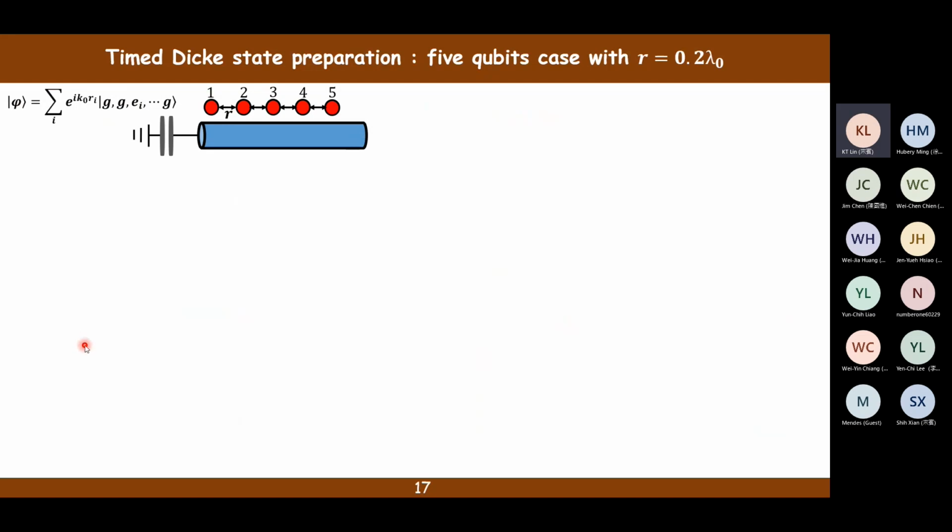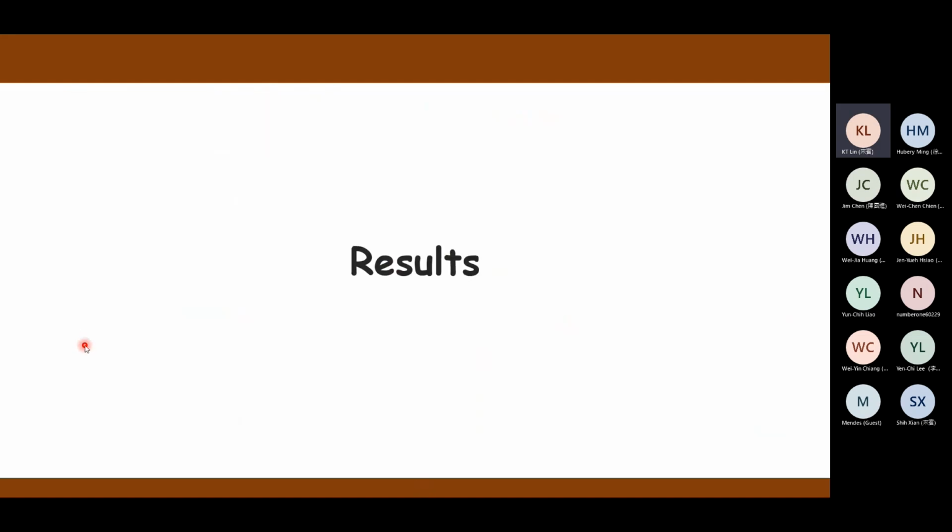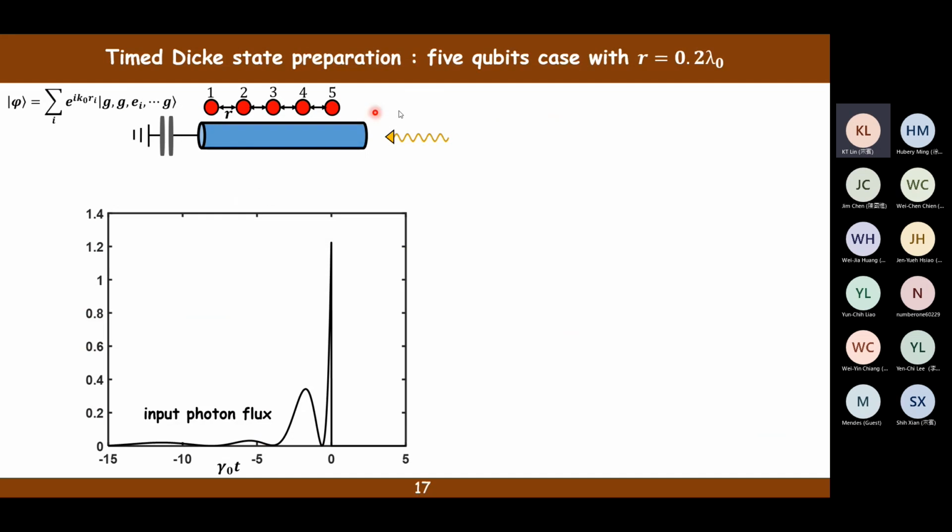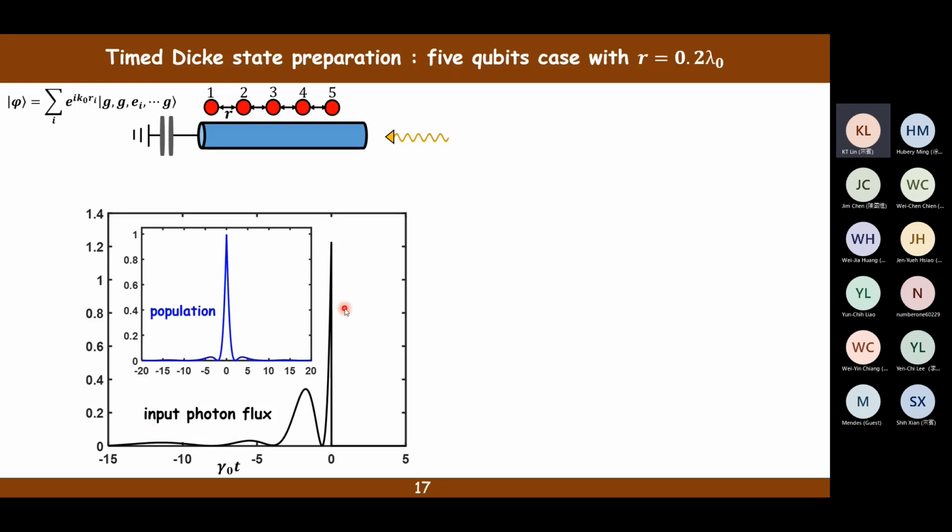At first, they were using the time reverse photon as our input pulse. As you can see, in terms of the input photon flux as a function of time, the temporal waveform is very weird. And to see whether this state can be prepared or not, naturally we can calculate the corresponding population. The population here is the desired state population.